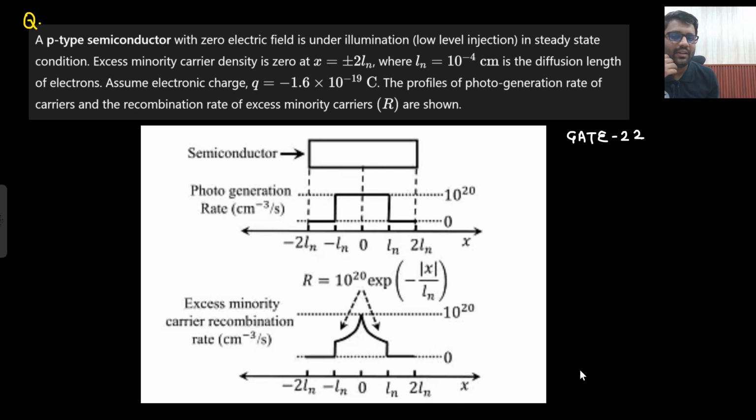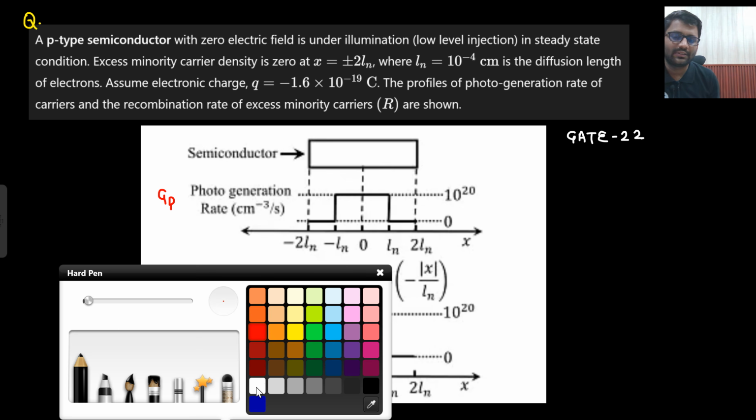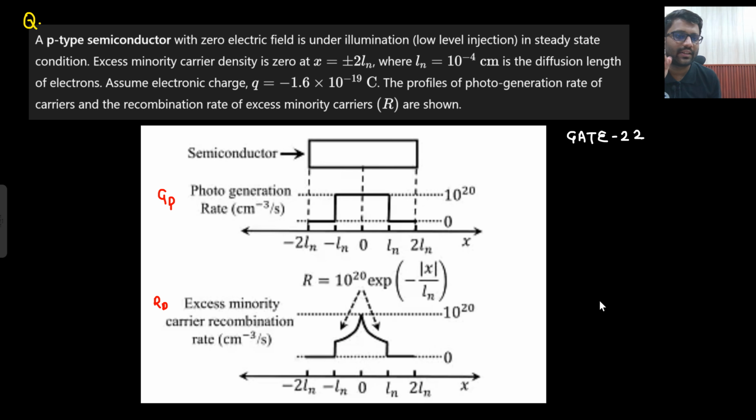So what is given? A p-type semiconductor is there, and the photo generation rate is given. That means this is your generation rate, and this is the recombination rate that they have given. What other things are given? Excess minority carrier concentration is 0 at x equals plus minus 2 Ln. What does that mean? What will be the minority carrier? That will be electrons. So the excess minority carrier concentration at x equals plus minus 2 Ln is equal to 0.